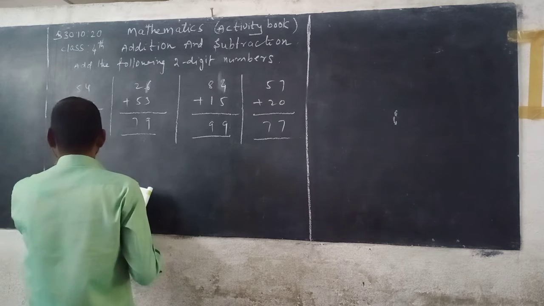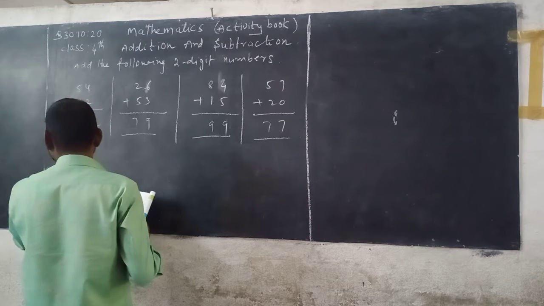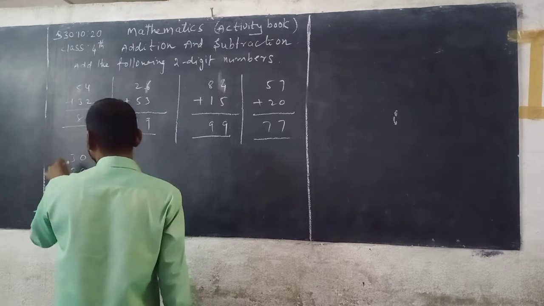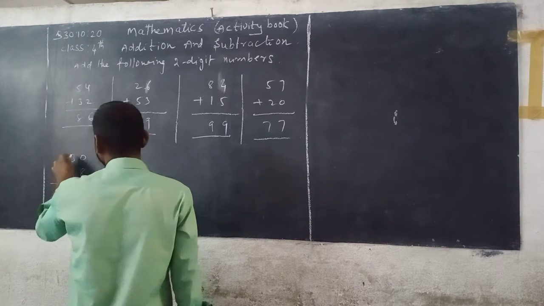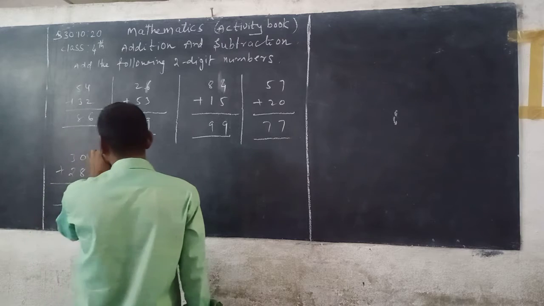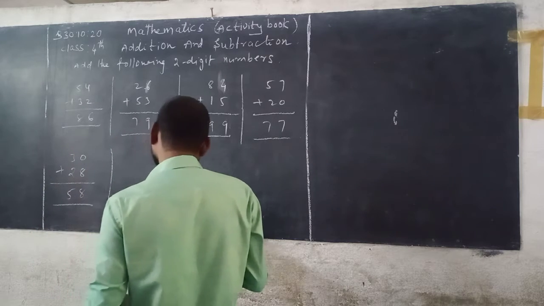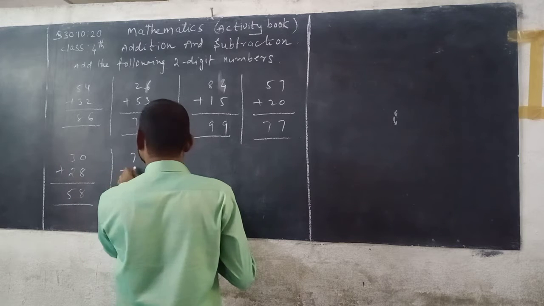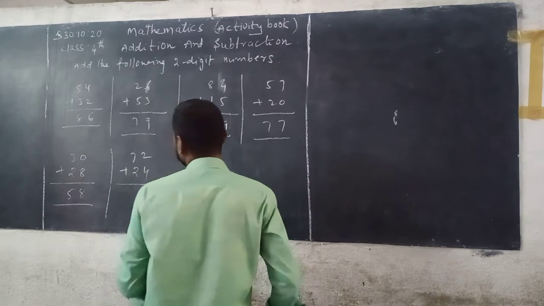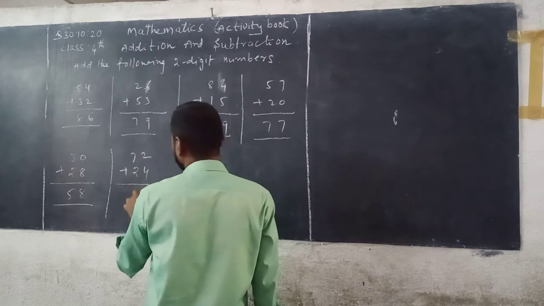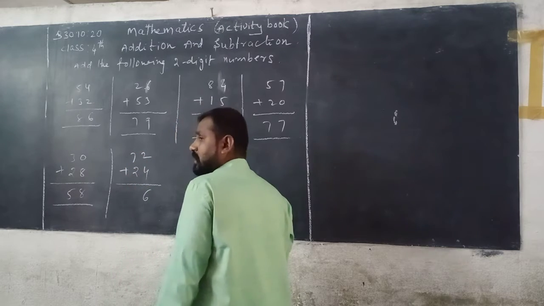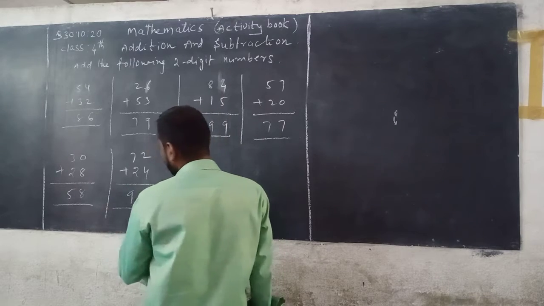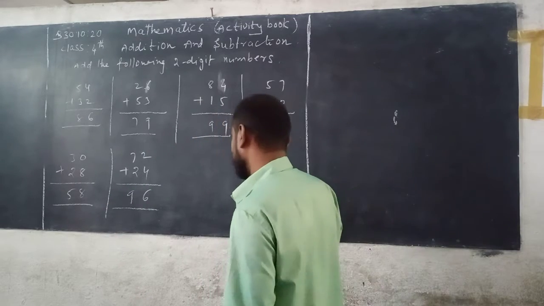5 plus 2, 7. Sum is equal to 77. Next, 30 plus 28. First add the digits in ones place. 0 plus 8, 8. Next add the digits in tens place. 3 plus 2, you get 5. Sum is equal to 58. Next, 72 plus 24. First add the digits in ones place, 2 plus 4, you get 6. Write down in ones column. Next add the digits in tens place. 7 plus 2, 9, you can write in tens place.